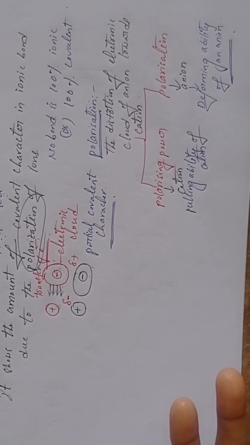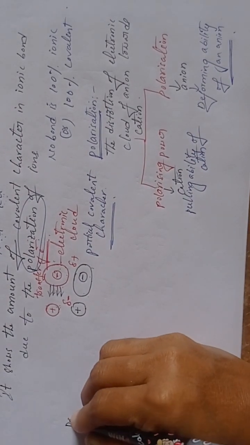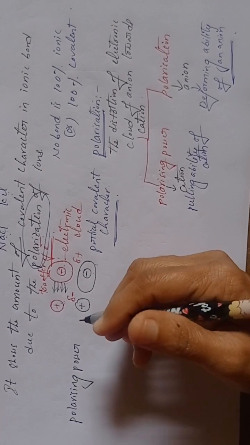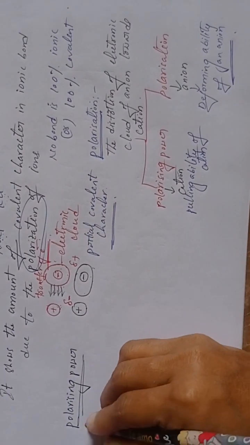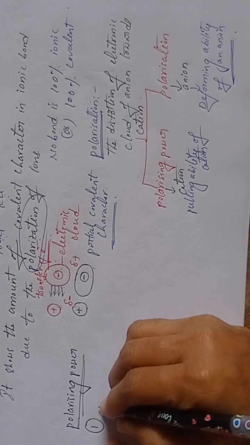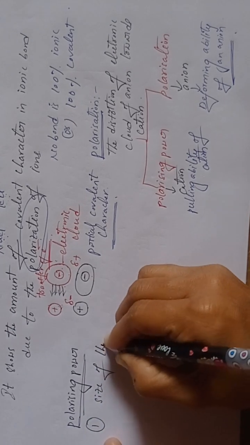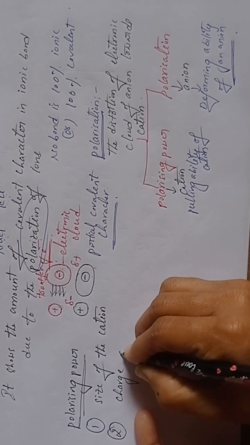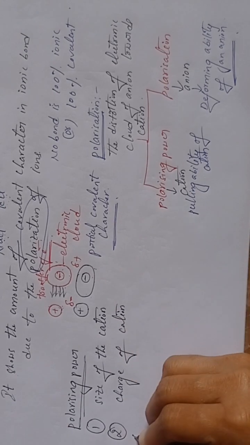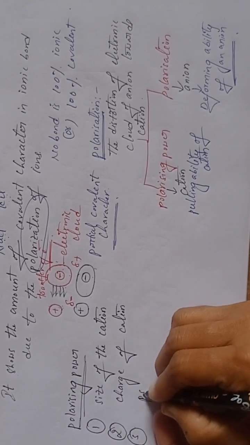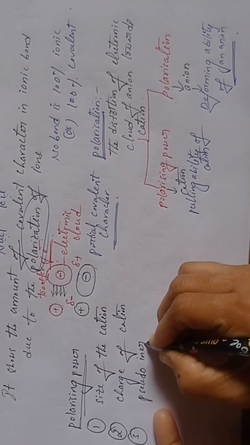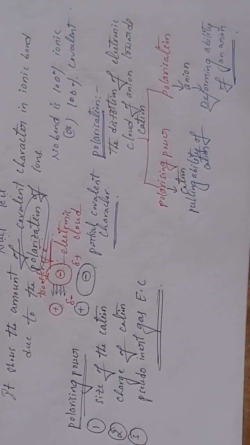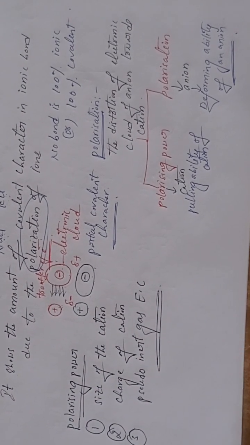Now we will discuss the first one, polarizing power. It depends on three factors, students. One is the size of the cation, another one is the charge of the cation, and the third one is the pseudo inert gas electronic configuration, students. Based on these three factors, we can explain the polarizing power.